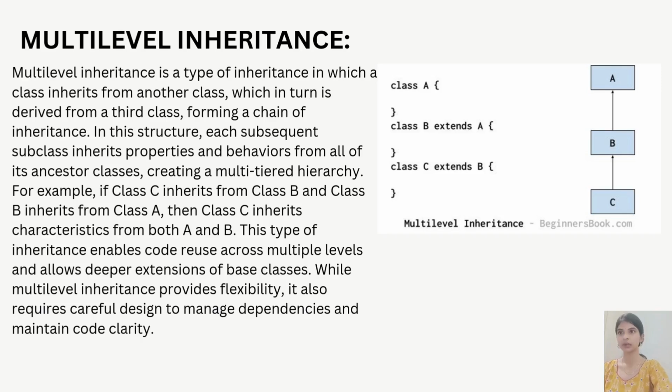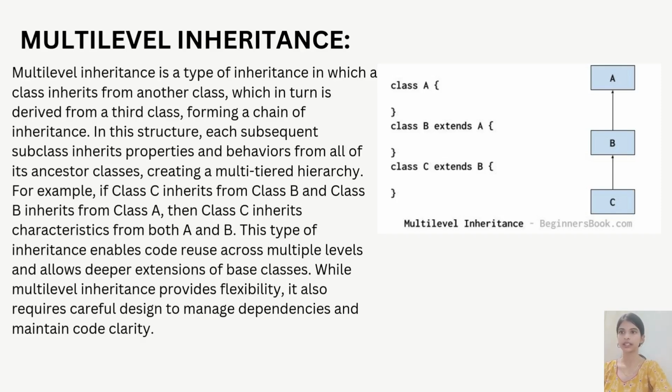Multi-level inheritance. Multi-level inheritance is a type of inheritance in which a class inherits from another class, which in turn is derived from a third class, forming a chain of inheritance. In this structure, each subsequent subclass inherits properties and behaviors from all the ancestor classes, creating a multi-tiered hierarchy. For example, if a class C inherits from class B, and class B inherits from class A, then class C inherits characteristics from both B and A.